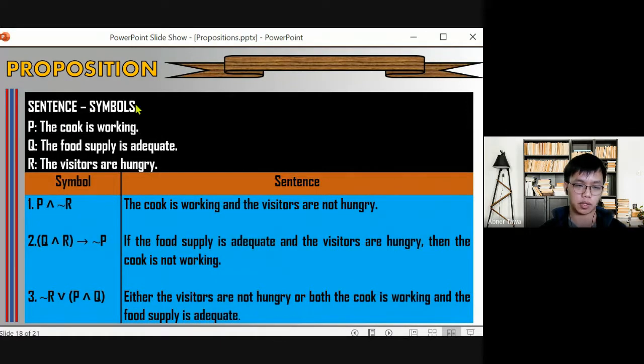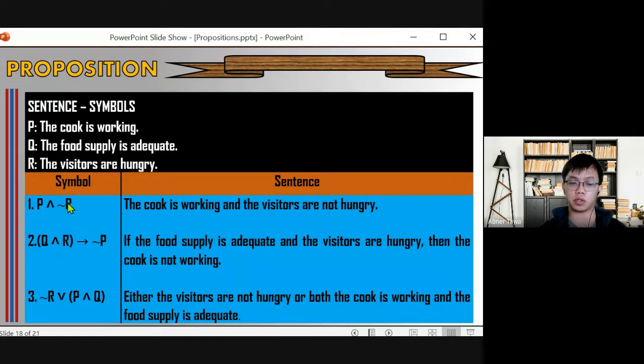So that should be symbols to sentence. Okay, so we have here the given three propositions. P: the cook is working, Q: the food supply is adequate, and then proposition R states that the visitors are hungry. Okay. So if we have given here a symbol form of a proposition, wherein we have here P and not R. So how are we going to write that one?